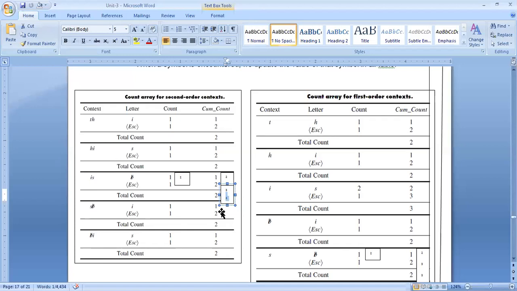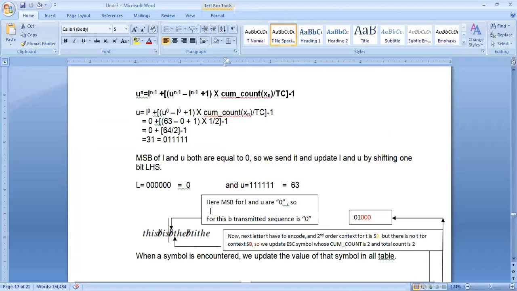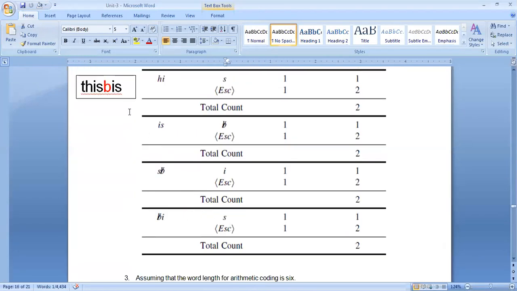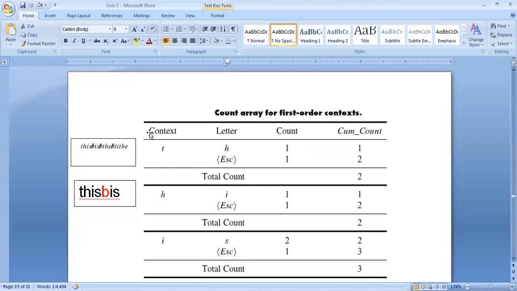Now, after updating the second order, we have already studied that we update all the tables. So again, we move on to the first order context. So in the first order context, here we see what the letter is, because you have seen here, this blank symbol means this B cross.